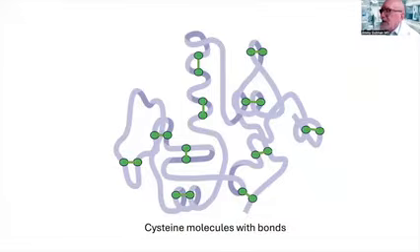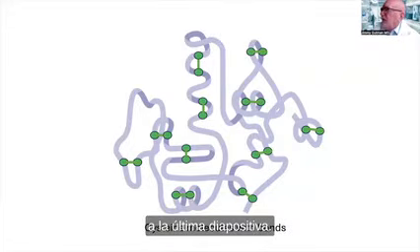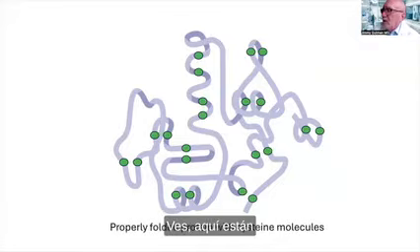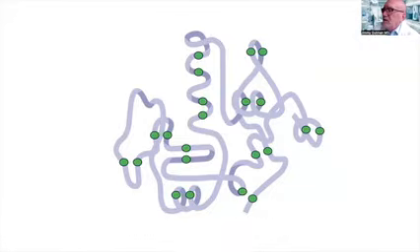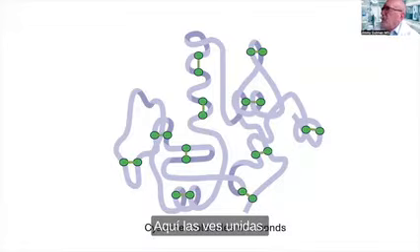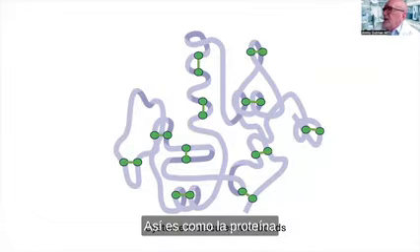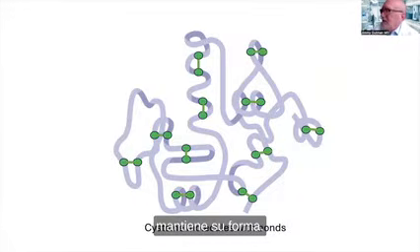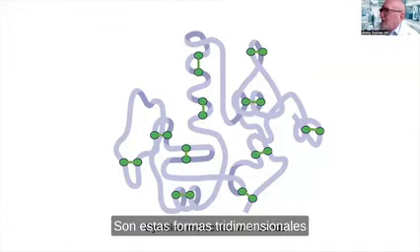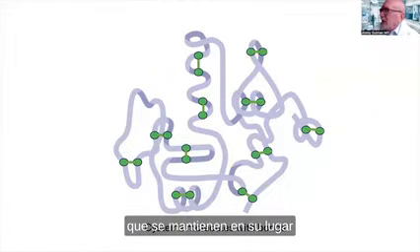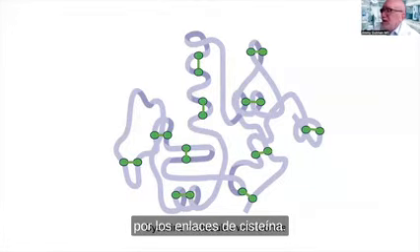Let's flash back to the last slide and now compare. You see here they are without bonds. Here you see them bonded. This is how the protein maintains its shape. It's these three-dimensional shapes that are held in place by these cysteine bonds.